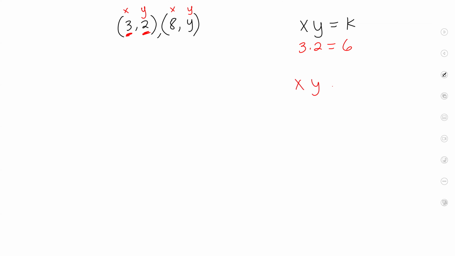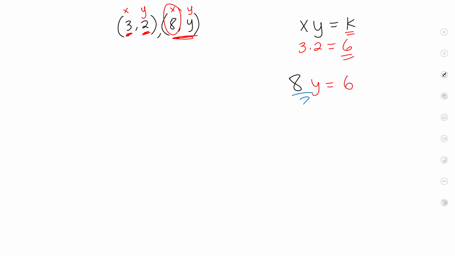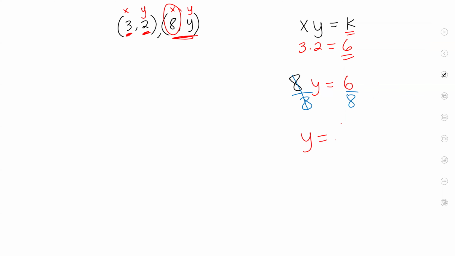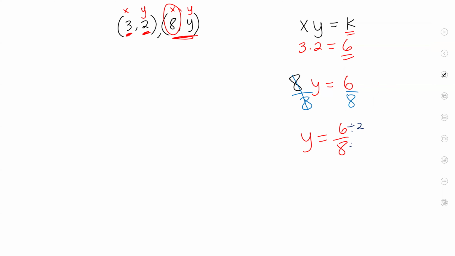X times Y will give you 6. It should give you 6 every time. That's our K value. Okay, well, this is the second point. They told us that X is 8. So I'm going to erase this X and put an 8 there. Now, can you solve for Y? Divide by 8. So that means Y is 6/8. Can we simplify? Yep, divide by 2. So you get 3/4. Okay, so that's what goes here.